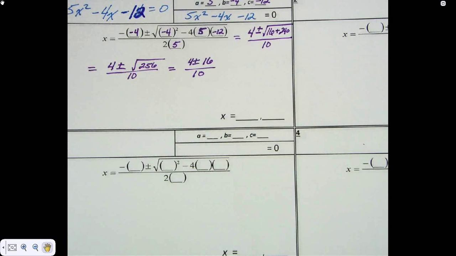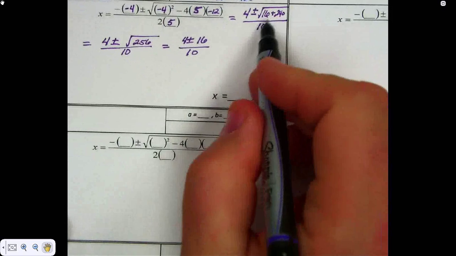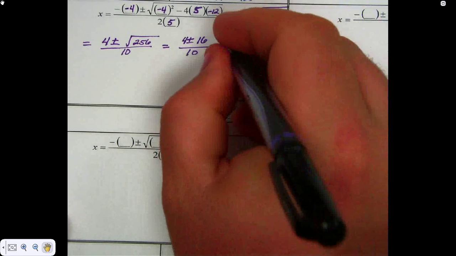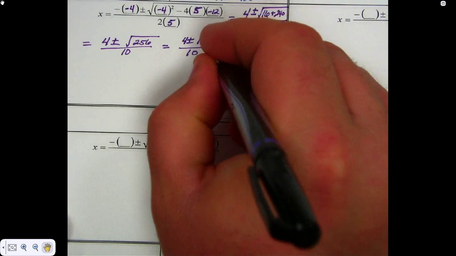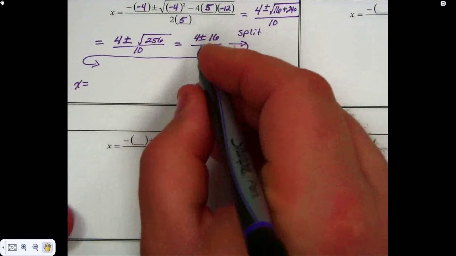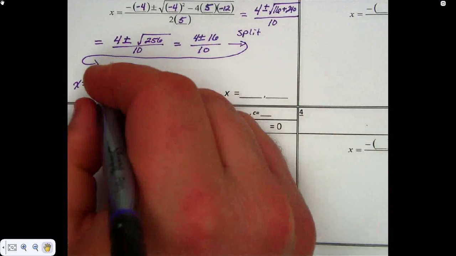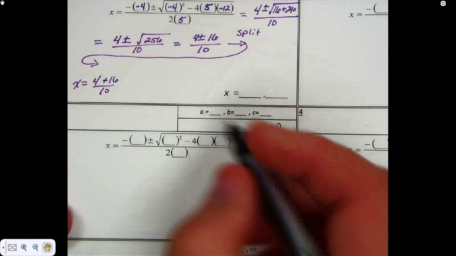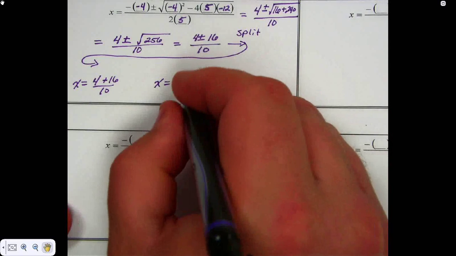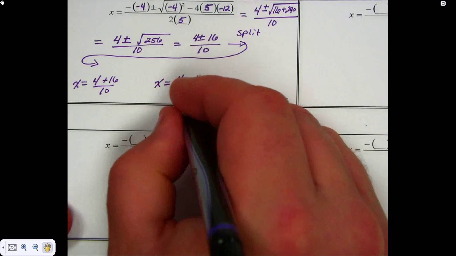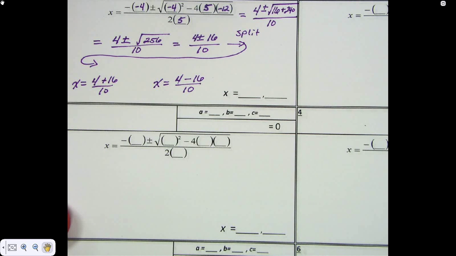Now, you remember how there was always two answers? The plus and the minus is what makes the two answers. See, when you get it like this, and you get your square root down, and you've got a number plus, this is when you need to split it. Okay? And we'll go ahead and split it down here into x is equal to, what do you think? 4 what? Plus 16 divided by 10 is one answer. The other answer is what? 4 minus 16 divided by what? See how that creates two different answers?